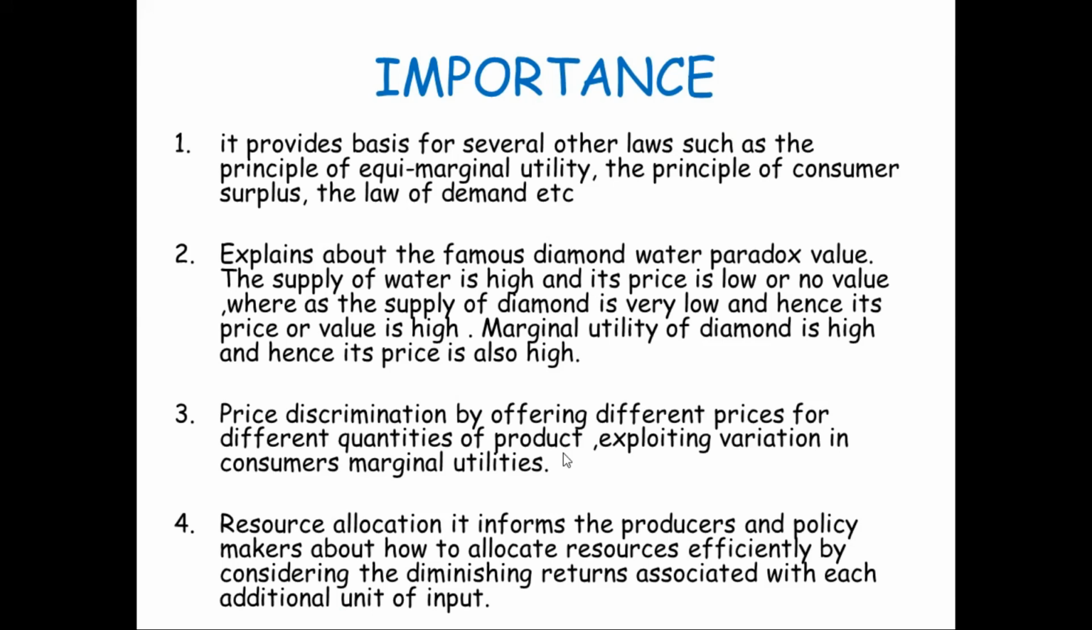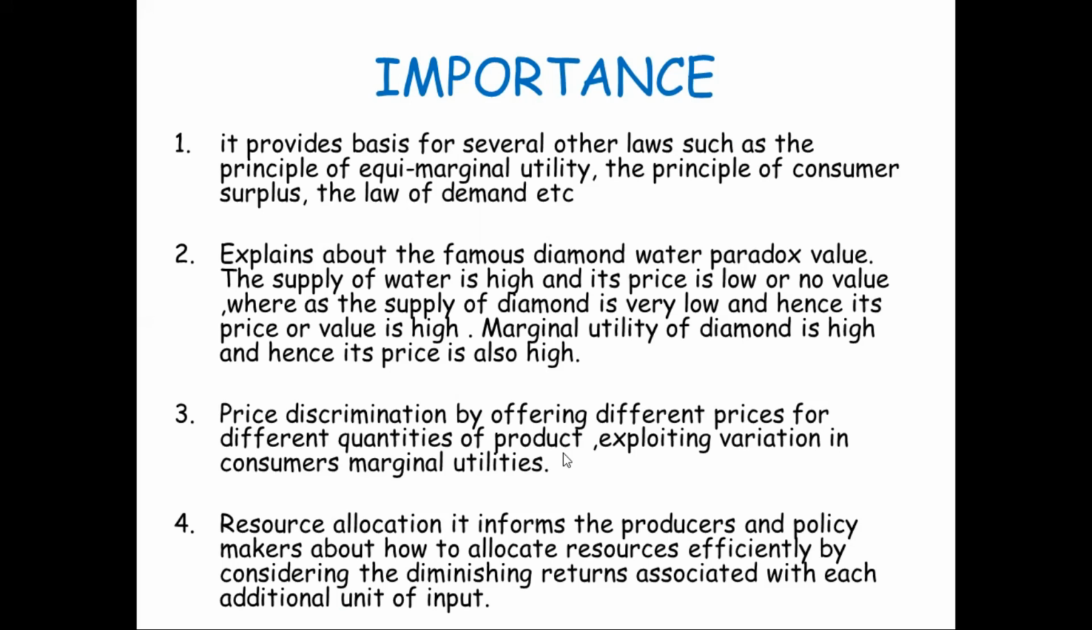Next one is price discrimination. By offering different prices for the different quantities of product, exploiting variation in consumer marginal utility. In simple words, price discrimination is for the same product you're going to give different prices. And this can be done by measuring the marginal utility.